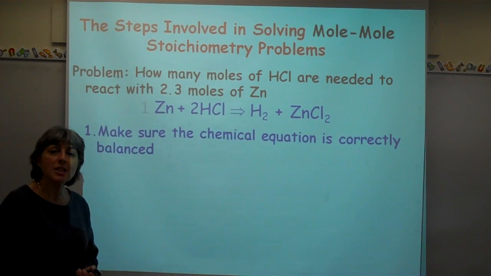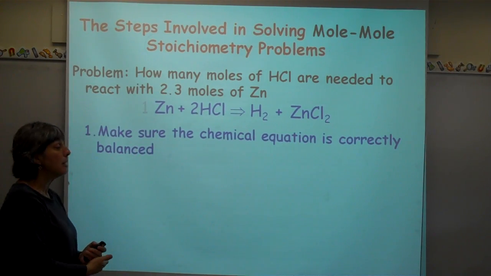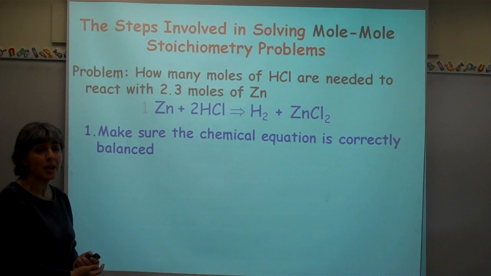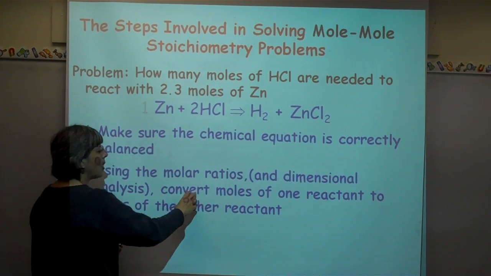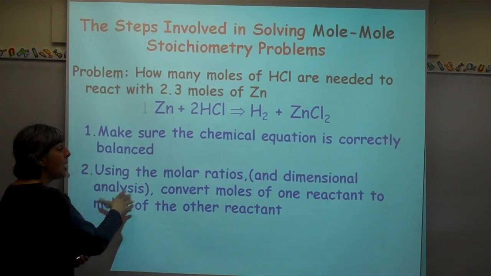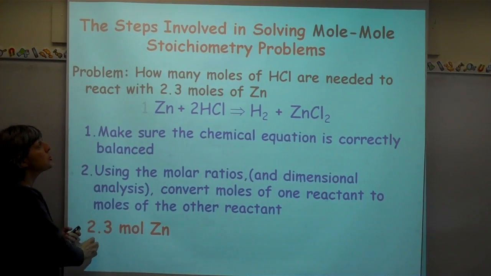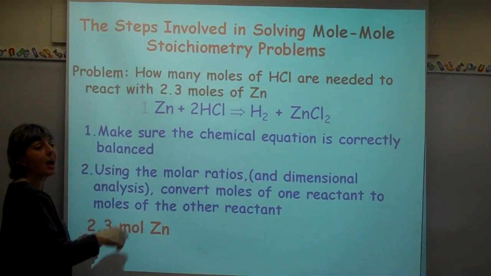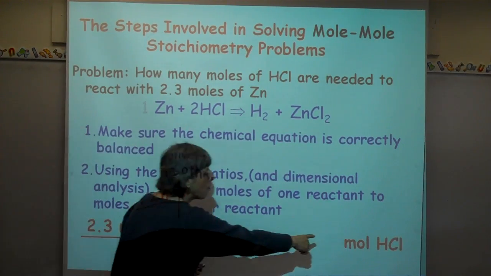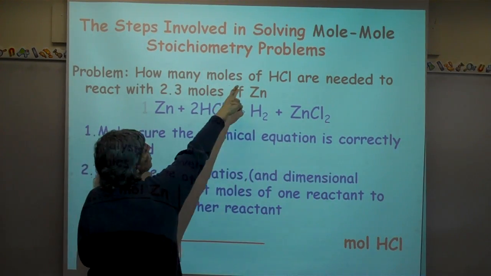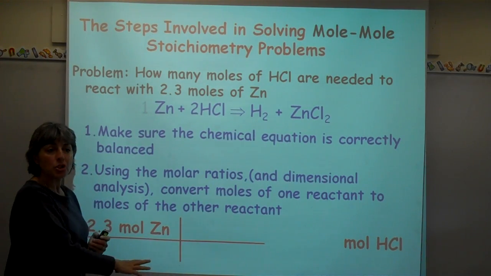So the next thing we do for this conversion is what we usually do for the conversions that we've done all along, and we use dimensional analysis. Okay, molar ratio will be part of that dimensional analysis, but we write down the given. So 2.3 moles of zinc is our given, and what we want to go to, our unknown, is moles of HCl. How many moles of HCl? Okay, so we set up our conversion chart.